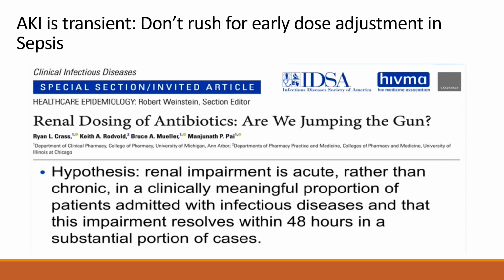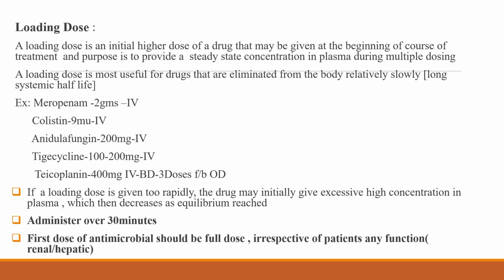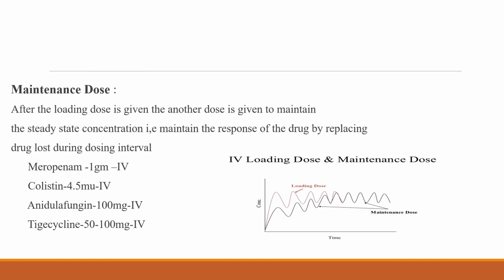Clinically, a proportion of patients admitted with infectious diseases develop renal impairment within 48 hours. During this time the initial higher dose is administered over 30 minutes for antibiotics, and the first dose of antimicrobials should be a full dose irrespective of the patient's renal function. After the loading dose is given, another dose, the maintenance dose, is given to maintain steady concentration and maintain the response to the drug by replacing the drug lost during the intervals.